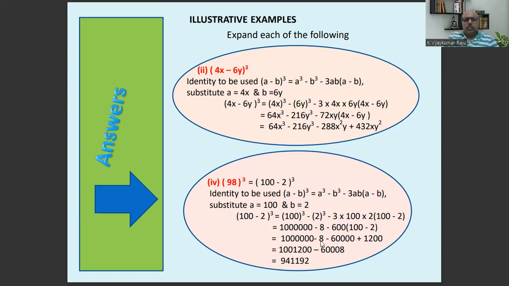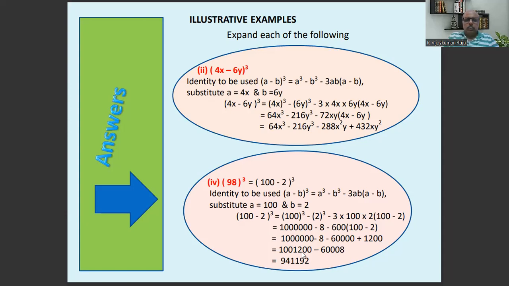Write this number: 1 and 6 zeros. Minus 8. 600 into 100 is 6 and 4 zeros. Minus minus becomes plus, 600 into 2 is 1200. Now this is positive, this is positive. Let us add these two numbers.